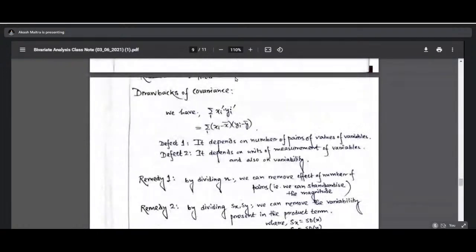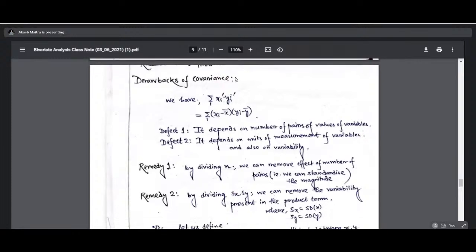Now, the drawbacks of covariance, or more precisely the drawbacks of the sum of the products, summation xi dash yi dash, where xi dash equals xi minus x bar and yi dash equals yi minus y bar. There are two defects if I consider the sum of those products. The first is that it depends on the number of pairs of values of the variables. Like I consider 20 people of your locality and 200 people of some other locality, collect their data sets, and calculate the means of their height and weight. Again, the same example, height and weight.